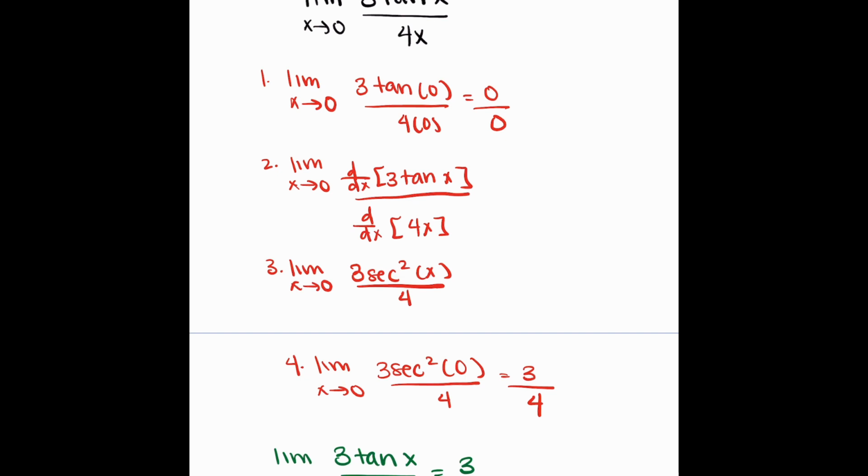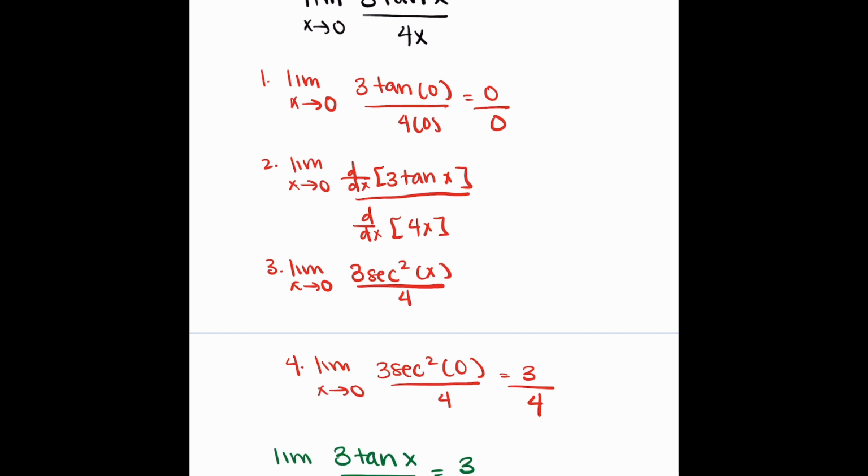Here is an example of where L'Hopital's rule can be applied. To evaluate the limit of 3 tan x over 4x as x approaches 0, we have to directly substitute 0 to see if L'Hopital's rule can be applied. When 0 is plugged into the function, it results in 0 over 0, which is an indeterminate.